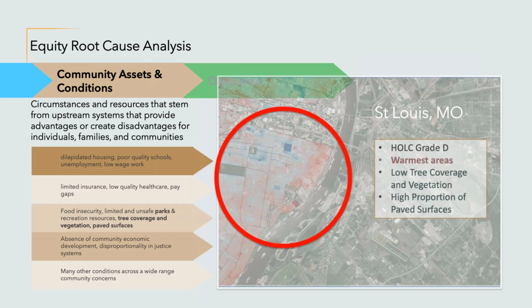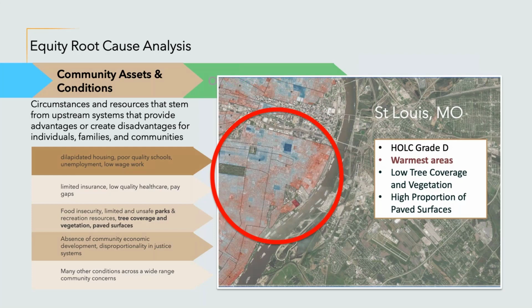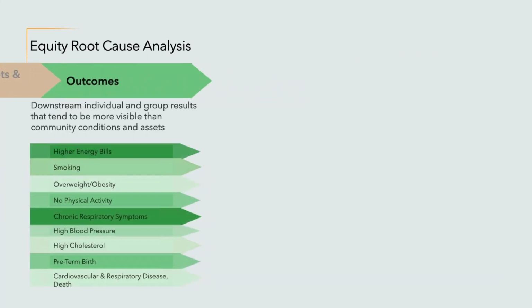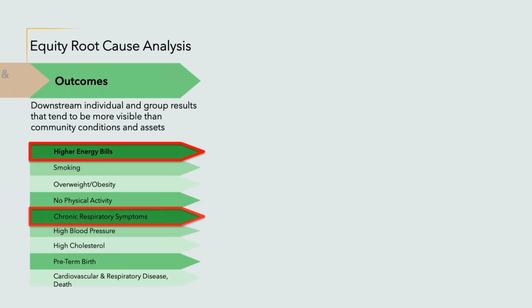On the other hand, this area that was graded as D or hazardous was one of the warmest areas, which was of course linked to lower tree coverage and less vegetation, but also to higher proportions of paved surfaces. This disparity in temperatures leads to higher energy bills, negative impacts on chronic health conditions, and higher preterm births.